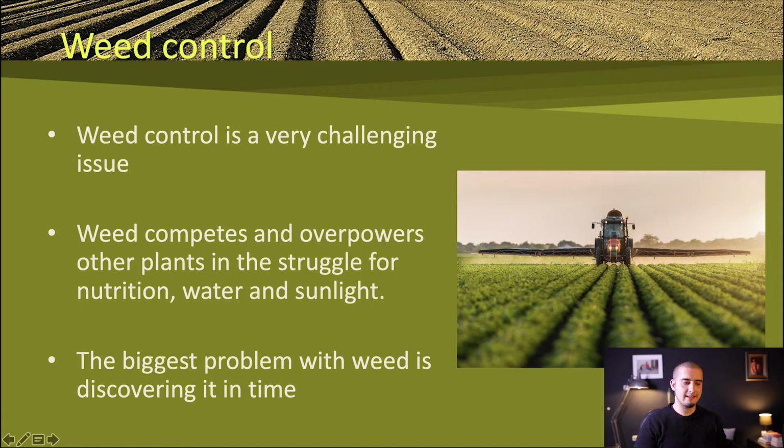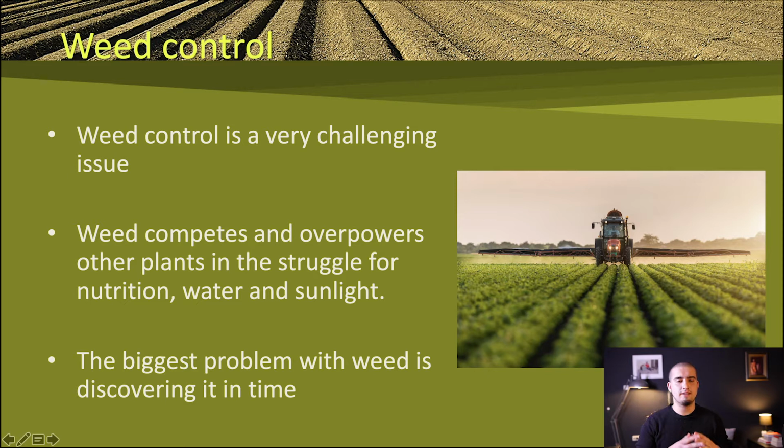But it still doesn't help us with the manual detection of weed, which is the biggest problem. We have, of course, herbicides, one of the easiest and fastest, but also the most harmful method of them all. Herbicides kill certain targets while leaving desired crops relatively unharmed, but still harmed.